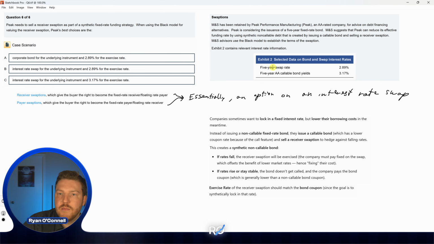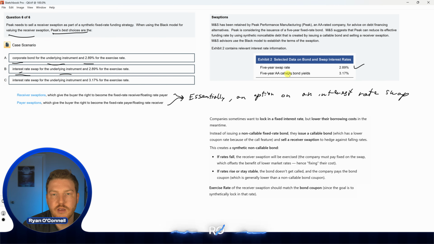And then we see that the actual swap rate is 2.89%, and the 5-year AA callable bond yield is 3.17%. So which of these options would we go with? Which is the best choice to value this receiver swaption? Would we use a corporate bond for the underlying instrument and a 2.89% exercise rate, which is that swap rate? Or would we use the interest rate swap as the underlying, a 2.89% exercise rate, which is the swap rate? Or would we do the interest rate swap for the underlying and 3.17% for the exercise rate?